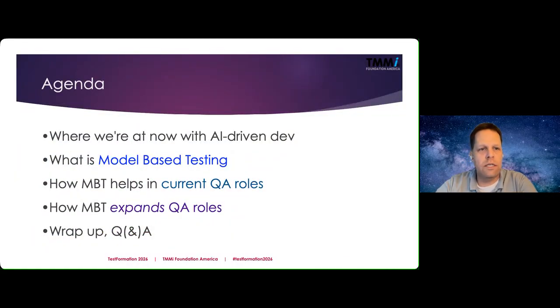Anyway, today we're going to talk about, first of all, where we're at in terms of software quality with all the AI stuff going on. Then I'm going to take a break and ask what is model-based testing. The technique has been there for a while, but it didn't really make it to the mainstream, so we'll do a short introduction. Then we'll see how it can help us do our current QA roles in the new setting of AI, and how it can expand what we do and make QA more central to the software development lifecycle. And finally, we'll wrap up and get some Q&A.